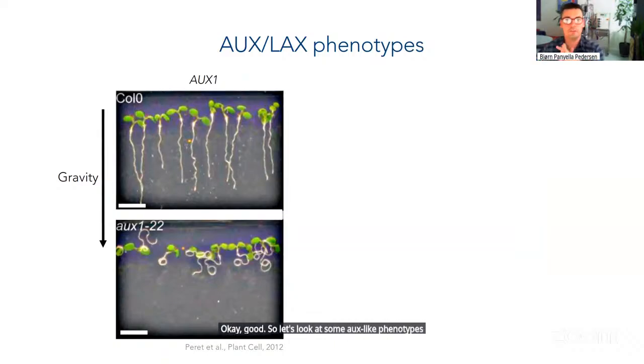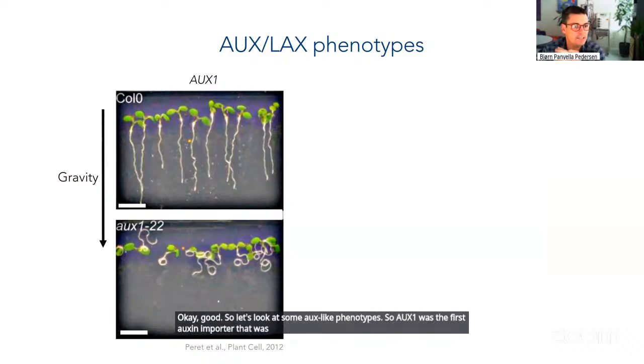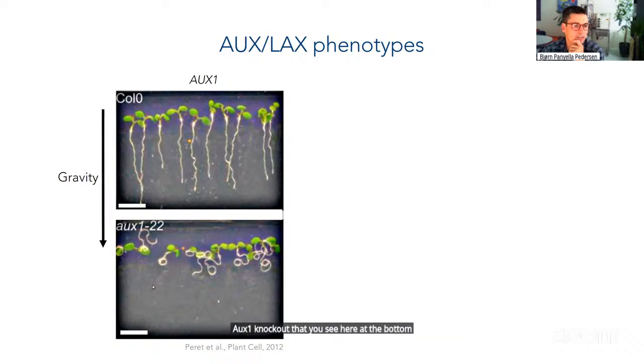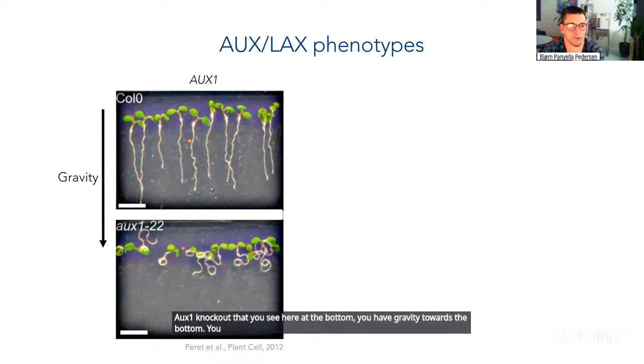So AUX1 was the first auxin importer that was identified, and it turned out to have a very strong phenotype. So it's very satisfying to work with. It generates agravitropic roots, as you can see here. If you have the AUX1 knockout that you see here at the bottom, you can see that whereas a normal root will grow down, in the case of this AUX1 mutant, the root doesn't know which way is down anymore.